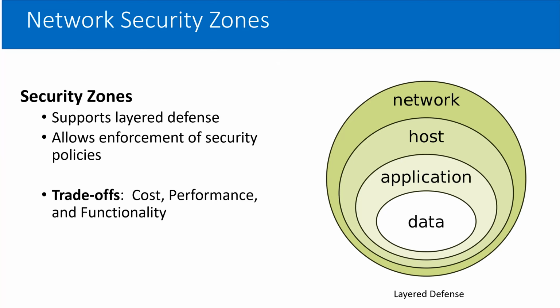Now, the data itself can also have defense techniques employed like encryption and backups and things like that that help, if not secure the data, then provide a way to recover if you lose the data. All right, so the data is at the core, the network's at the outer perimeter. Each layer adds additional defense to protect your data.